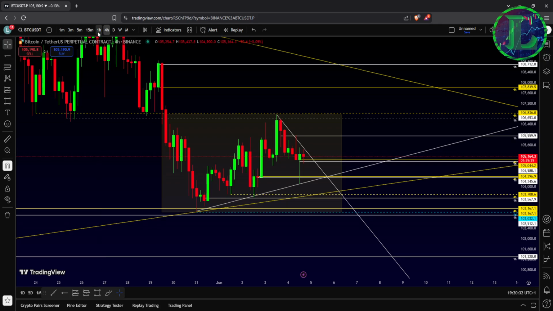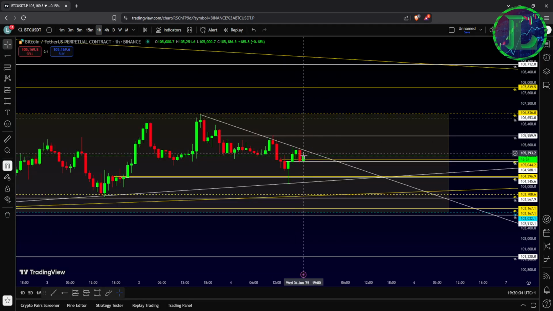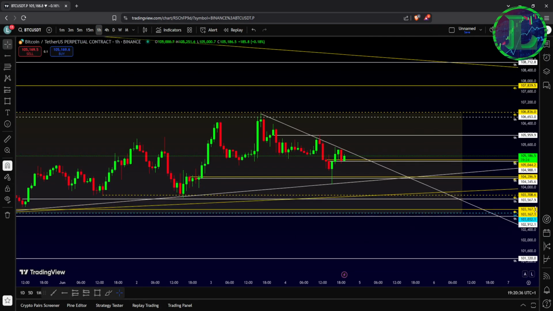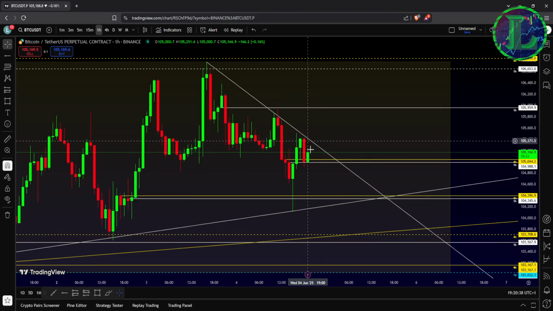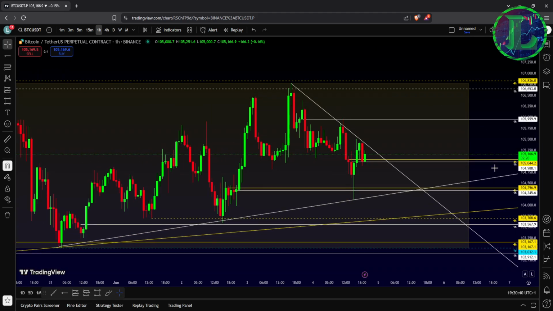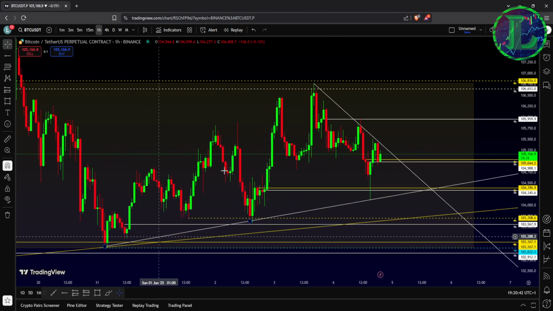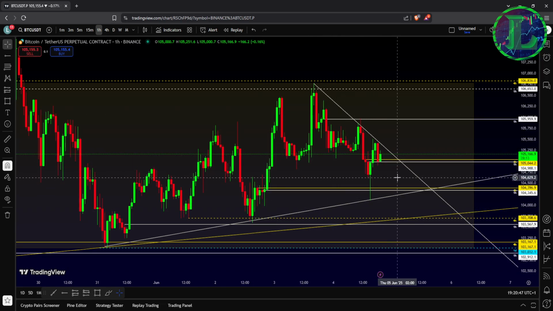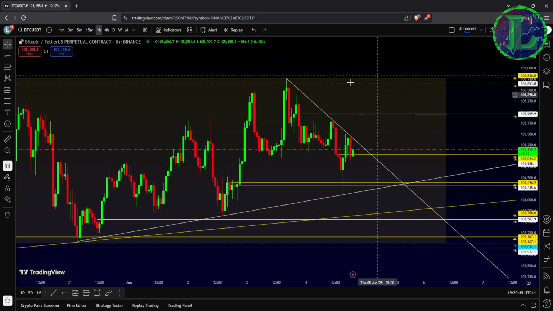So on the 1 hour, we are still in this range and we still need to break up this trend. It's really attacking, and as you can see here, the price is also getting compressed right now between these trends. We might stay in this range.